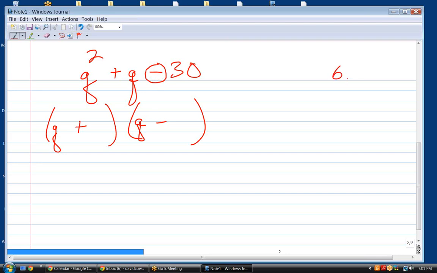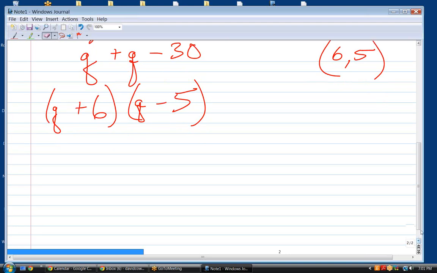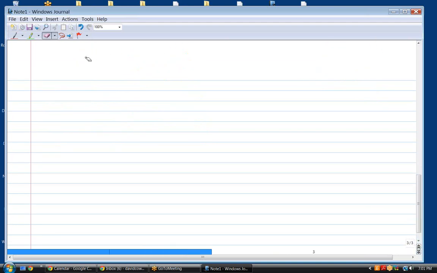Okay, so our 2 factors would be 6 and 5, right? Now, which term does the 6 go on, and which term does the 5 go on? 6 goes to the plus and the 5 goes to the minus. All right, the larger factor always goes with the sign of the middle term. Okay, good. Awesome. What else?